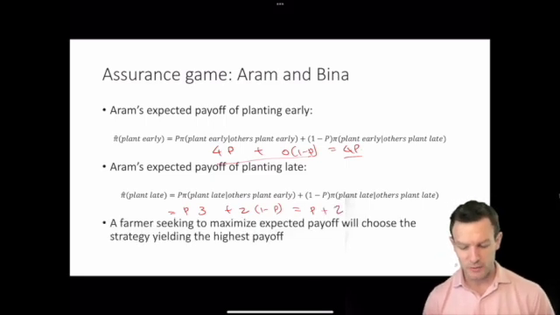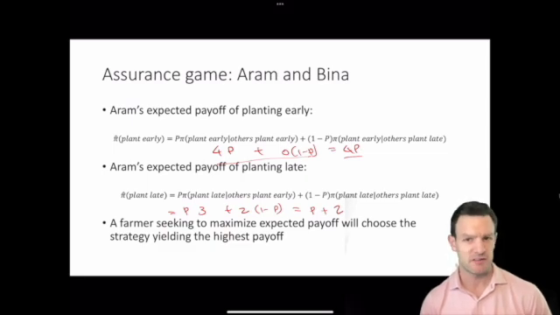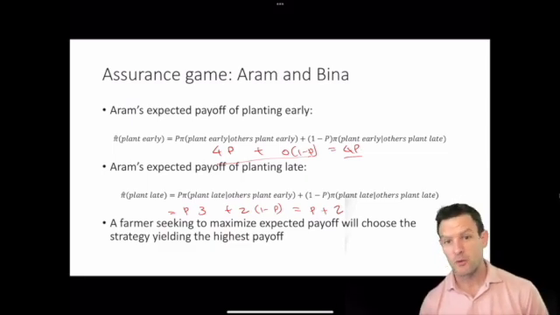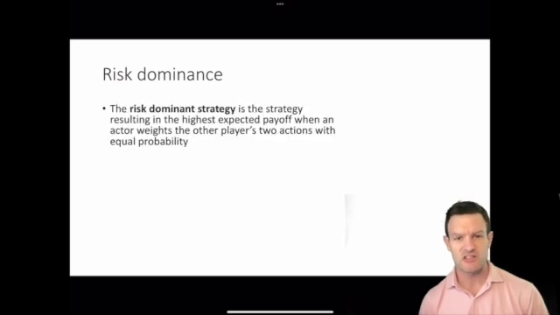Now, what we can do here is think once more about this idea of maximizing your expected payoffs and preferring that strategy which gets you the higher expected payoff. So when thinking about this, we're going to use an idea that we call risk dominance. So the risk dominant strategy is the strategy resulting in the highest expected payoff when an actor weights the other player's two actions with equal probability.